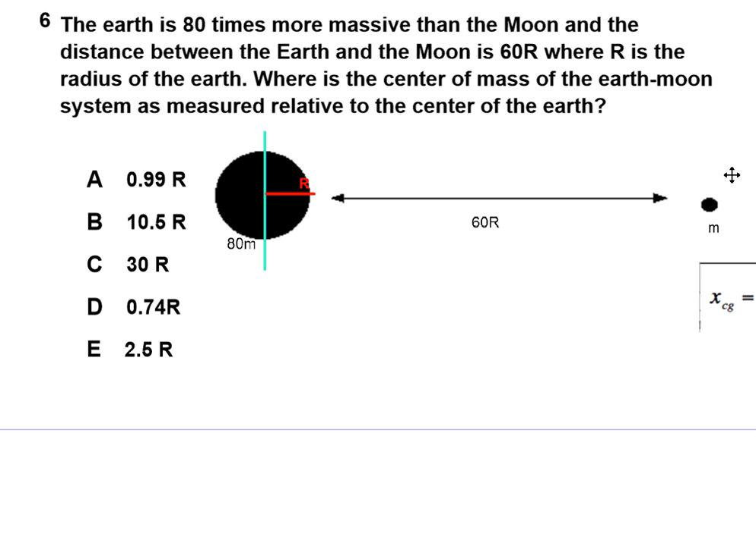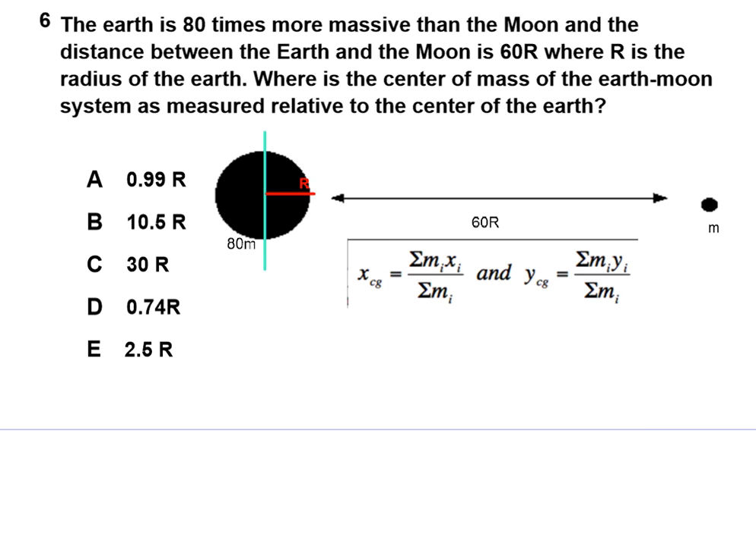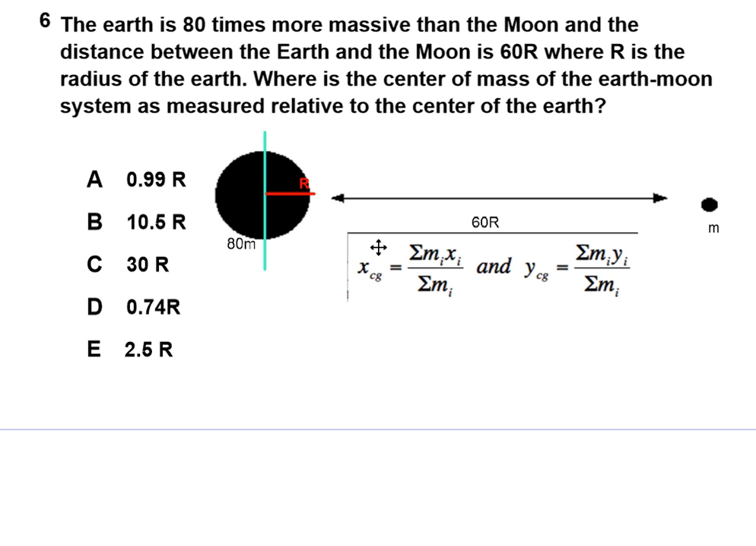In order to answer that, we're going to use the first formula here. There's two masses only. So the first mass is the Earth. The mass of the Earth is 80 m, and its position is 0. We're going to measure the center of mass away from the center of the Earth. How far away is it from the center of the Earth? So it's going to be somewhere along this line over here.